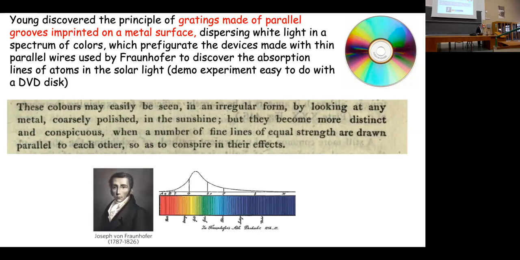In fact, these gratings were also developed about at the same time by the German Fraunhofer, who built gratings with a different technique. He had very narrow wires, and he set these wires parallel to each other by rolling them on a screw. And with these gratings, he was able to scatter the light of the sun to get a spectrum. And he observed on the spectrum very narrow dark lines, which were due to the absorption of atoms in the atmosphere of the sun. So these are the first atomic spectra dating from the beginning of the 19th century, which shows the progress made in optics at that time.